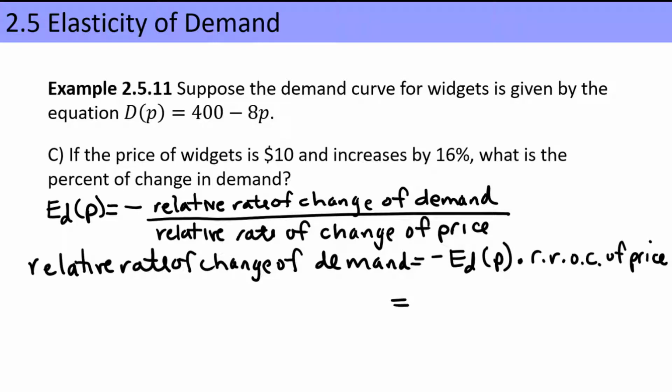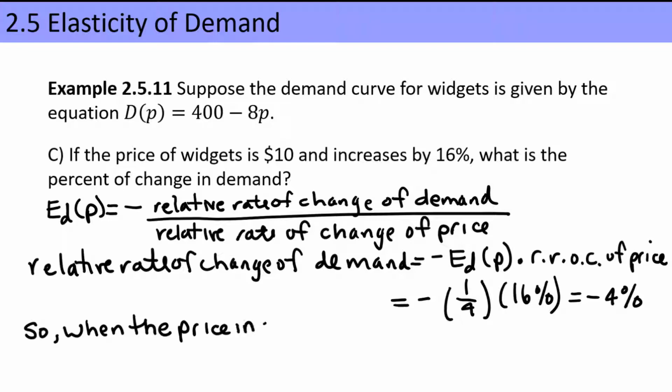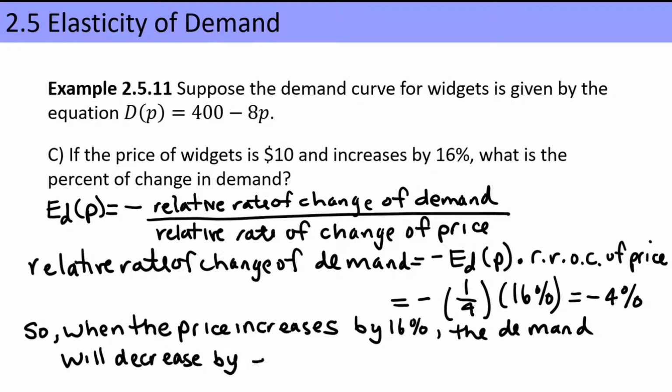The relative rate of change of demand is equal to the negative of, and we computed the elasticity of demand with respect to P to be 1/4, and the relative rate of change in price is going to be a positive 16%. Multiplying the negative, the 1/4, and the 16%, you get negative 4%. Thus we conclude, so when the price increases by 16%, the demand will decrease by 4%.